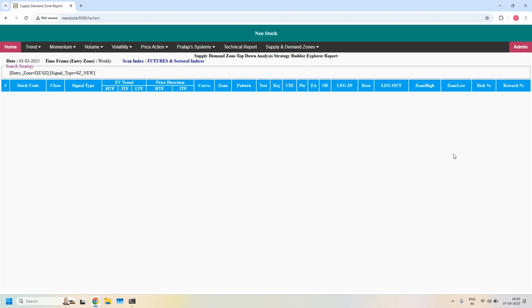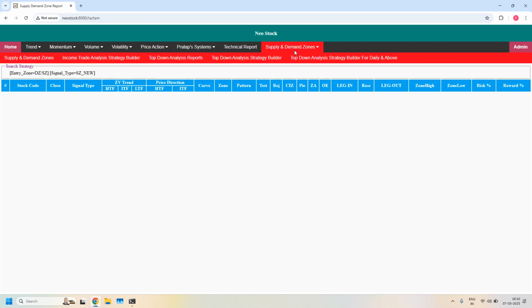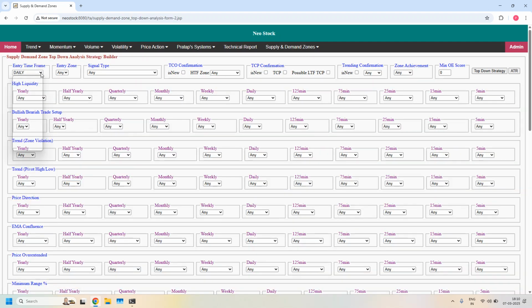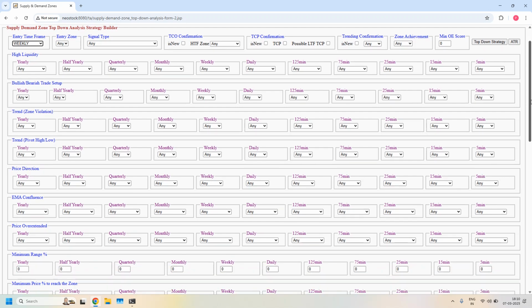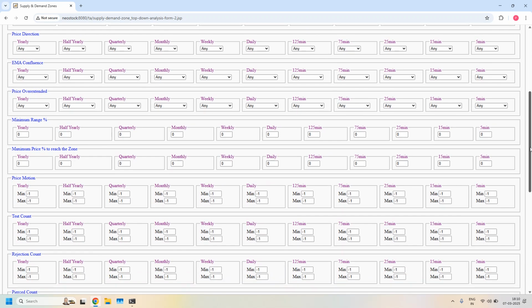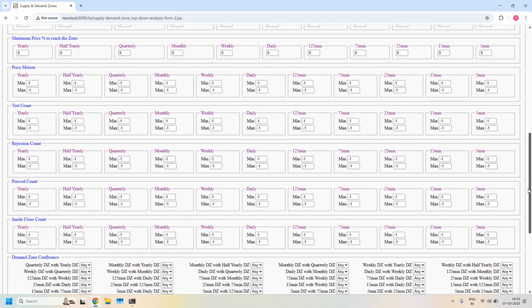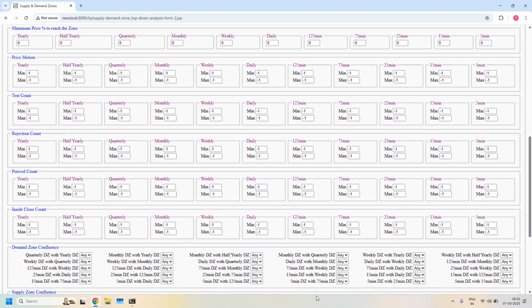Next, weekly time frame, let us identify zone confluence with LTF, ITF, HTF, zone confluence. So entry time frame should be weekly. And let us identify how many stocks are having weekly zone confluence with monthly and quarterly in the demand zone confluence.